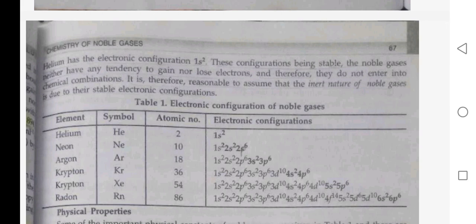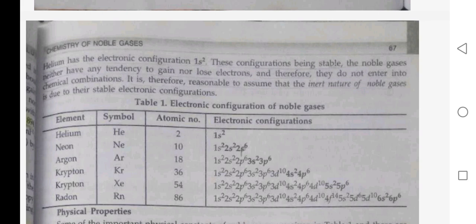This configuration being stable, the noble gases have no tendency to either gain or lose electrons, and therefore they do not enter into chemical combination. It is therefore reasonable to assume that the inert nature of noble gases is due to their stable electronic configuration.